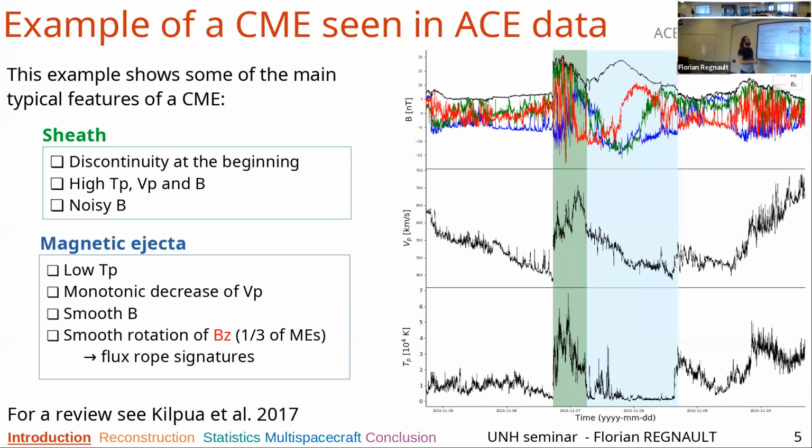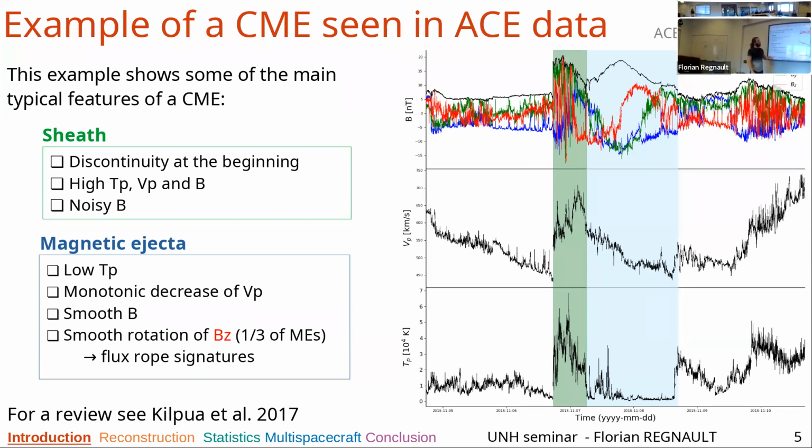We have a monotonic decrease of the speed, so it follows almost a linear trend. This is interpreted as the trace of the radial expansion of the magnetic ejecta. You have the front that is going faster than the rear of the magnetic ejecta, so it expands while it propagates. We also have a smoother magnetic field compared to the sheath area, but this is because we cross a more coherent magnetic structure compared to the sheath. And then we also have a very important signature that we don't observe all the time, which is what we call the smooth rotation.